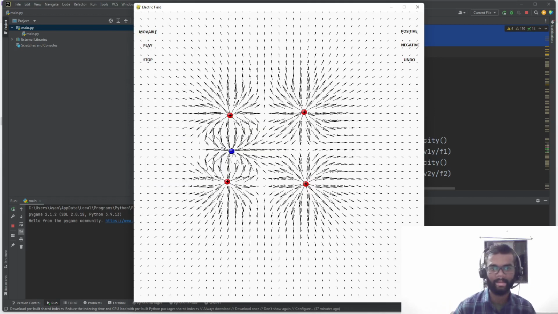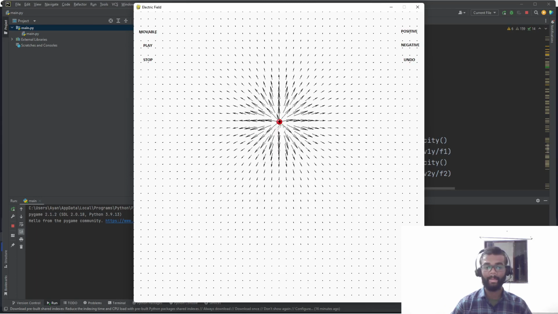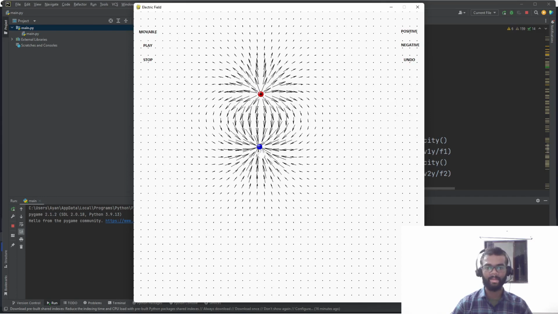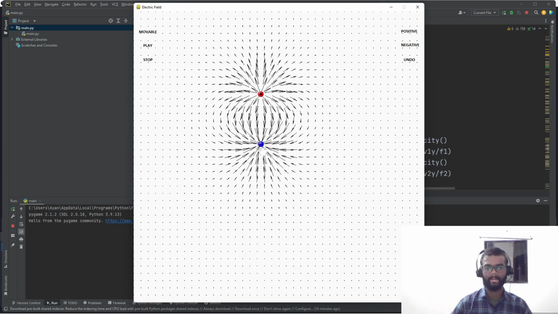It's aesthetically beautiful. Now I'm going to show you the electric field due to a dipole, something that we learn in college. A dipole is basically a combination of a positive and negative charge. So as you can see, I have both positive and negative charge, and look at this. Look how smooth these electric field lines are. Look how cool that is.